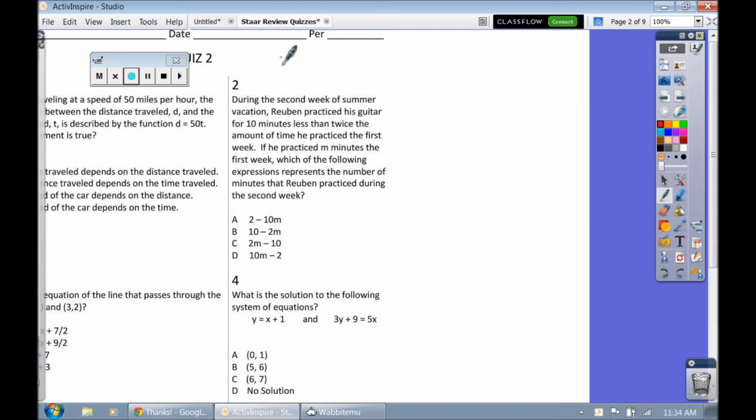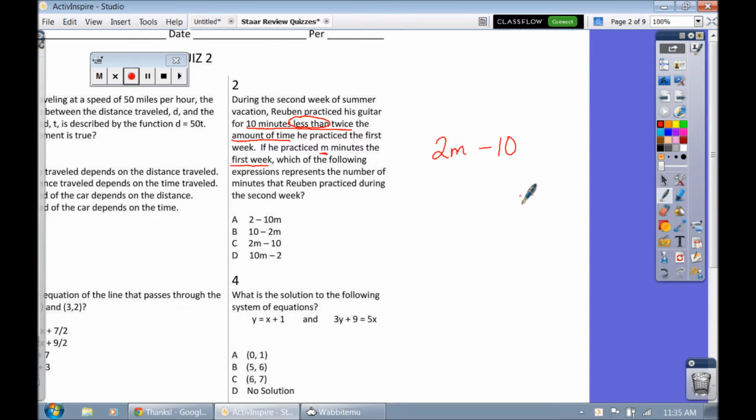During the second week of summer vacation, Ruben practices guitar for 10 minutes less than... Remember what less than is. It's a switch word. So you have to be careful with that. Don't write it as 10 minus. That's going to be automatically wrong. So you have to switch it. Minus 10. Twice. Twice means 2 times something. So 2 times the minutes from the first week.